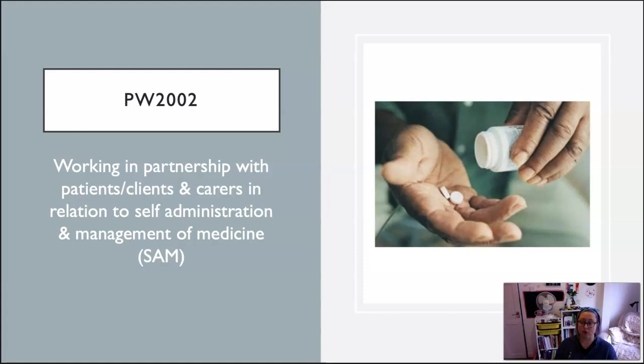Obviously for this I'm going to talk about it in general terms, or I might use some examples, whereas when we have the discussion seminar later on we'll start to think a little bit more detail about your chosen medications and how SAM is actually going to relate to those medications that you've chosen to look at for your assignment.